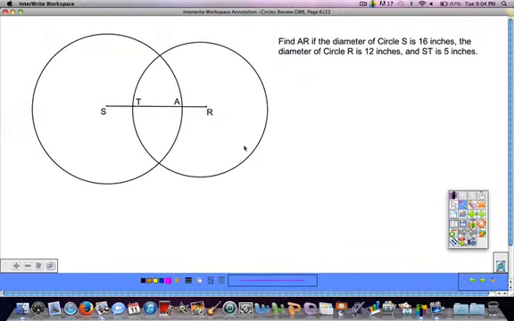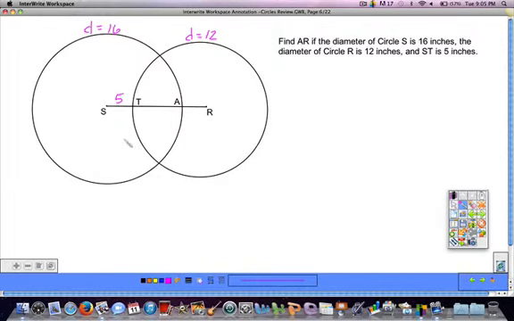All right. This is that problem you guys don't usually like. You just have to think it to death. Pause. All right. So if the diameter of circle S is 16, so the diameter over here is 16, and the diameter over here is 12. And then ST is 5.